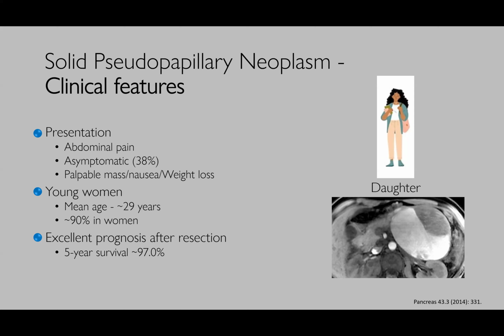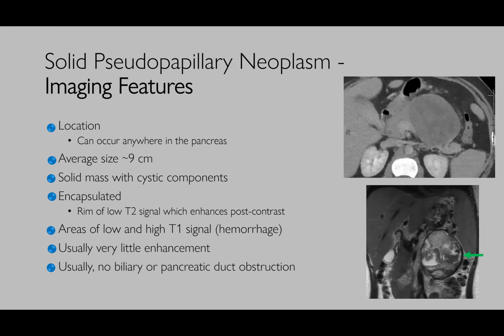These have malignant potential, but usually have excellent prognosis. After resection, the survival is nearly 97% at 5 years. When coming to the imaging features, these can be located anywhere within the pancreas. They're typically large with an average size of around 9 centimeters.